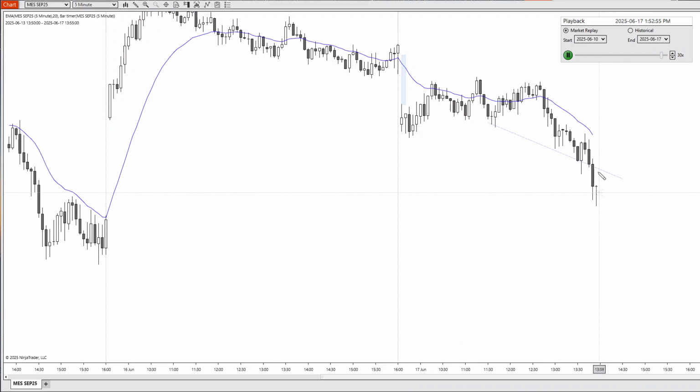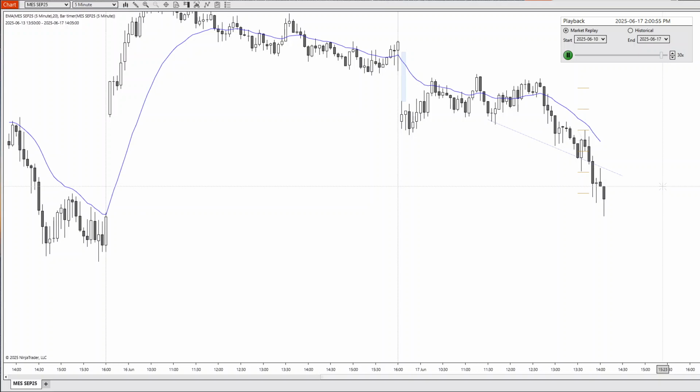Had I shorted here, which is a low 2 setup, that would be my 2-hour profit target, and then the second one would be the close of the good looking bull bar, and I haven't still got the good looking bull bar.